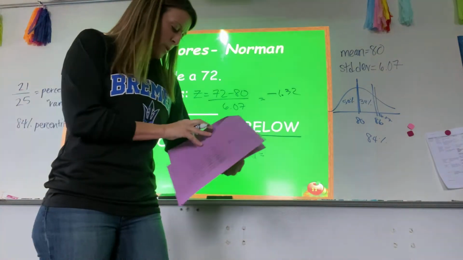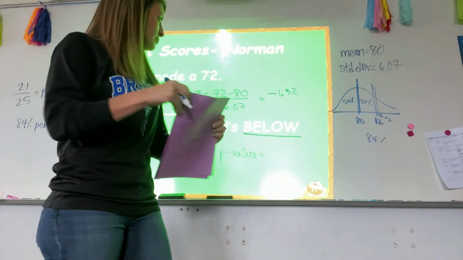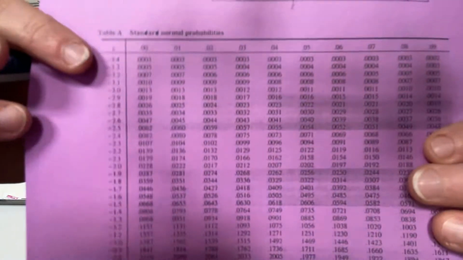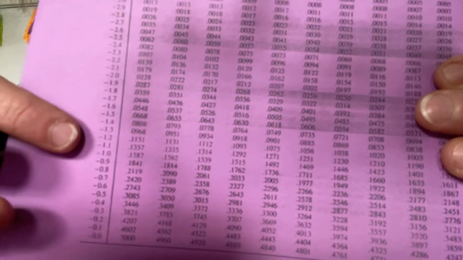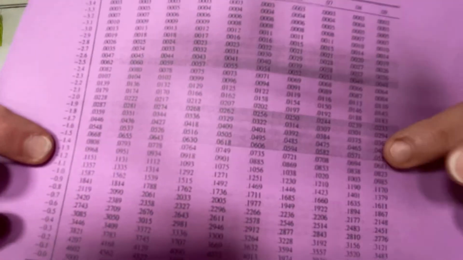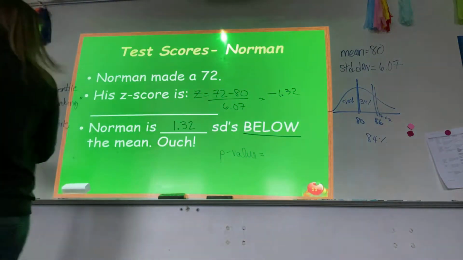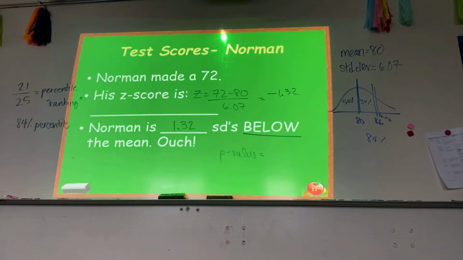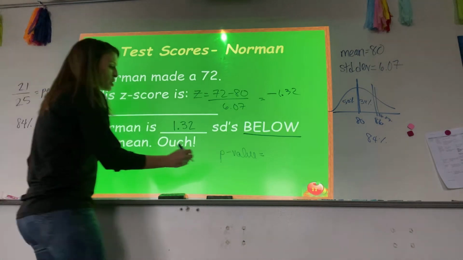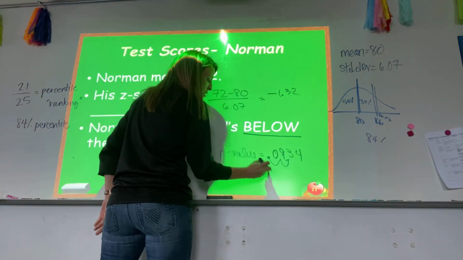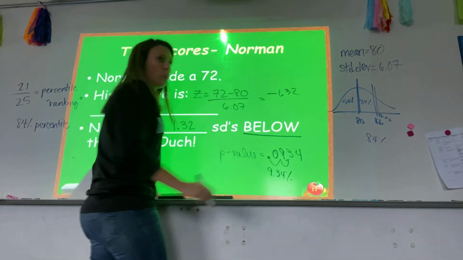So what are you going to look up on the left side? Okay, negative 1.3. So we're going to go over on the left side to negative 1.3, and then you're going to go over to 0.2 at the top. And what did you get? 0.0934? Yes. All right. So his p-value is 0.0934.